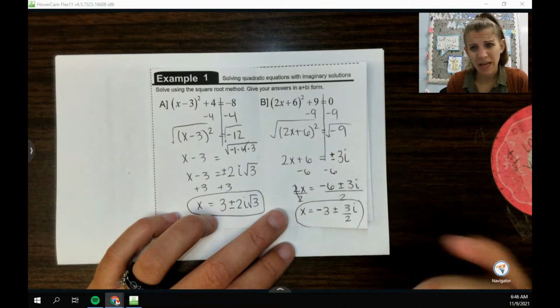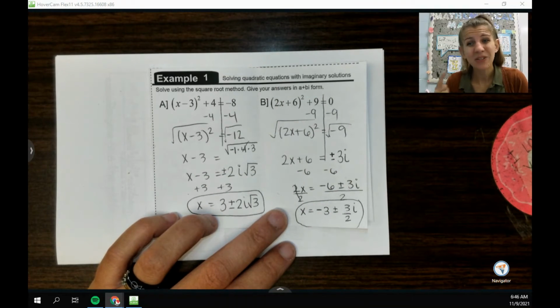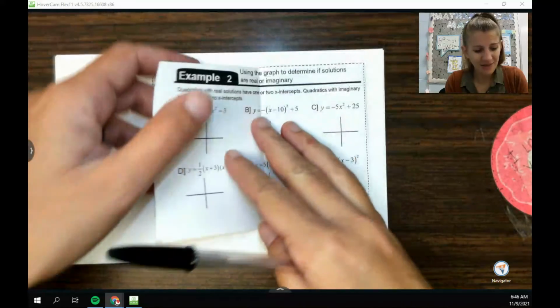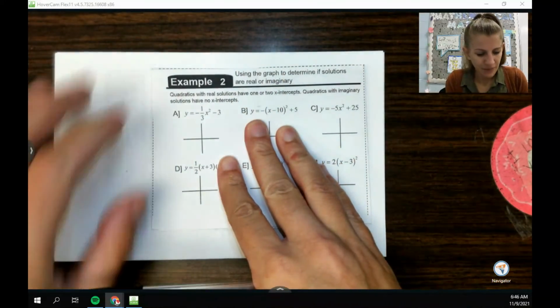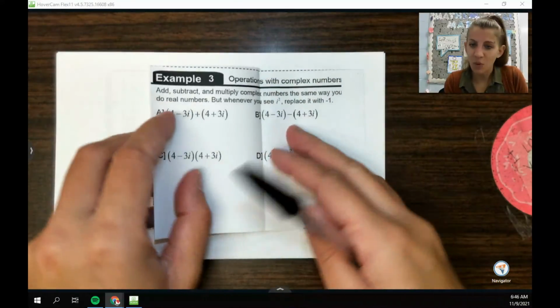Okay, so this is basically what we want i for. But there are so many other fun things we can do with i, so that's what we want to talk about next. Oh, well, let's jump one more.